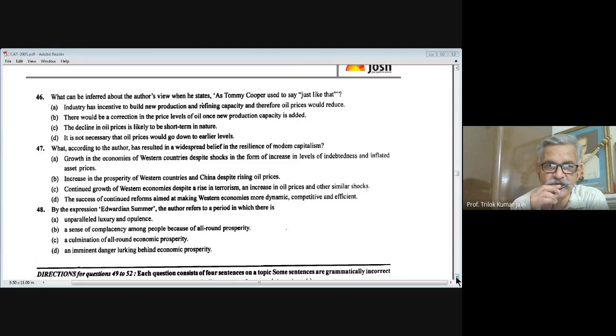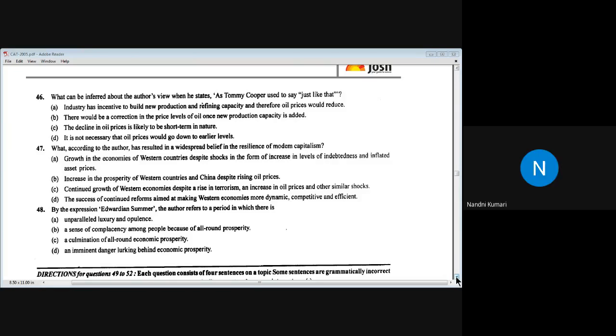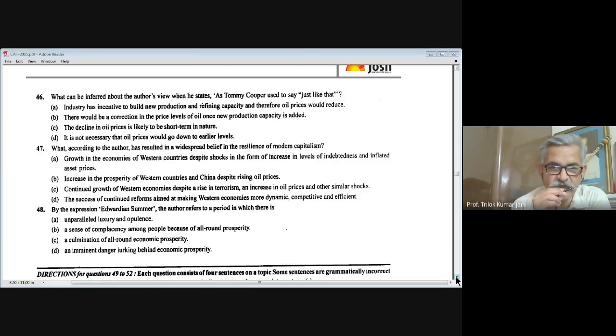What, according to the author, has resulted in a widespread belief in the resilience of modern capitalism? A: Growth in the economies of the Western countries despite shocks from increase in the level of indebtedness and asset prices. B: Increase in the prosperity of the Western countries and China despite rising oil prices. C: Continued growth of the Western economy despite rise in terrorism, increase in oil prices and other similar shocks. D: Success of continued reforms aimed at making Western economies more dynamic, competitive, and efficient. Sir, B. Okay, good option.